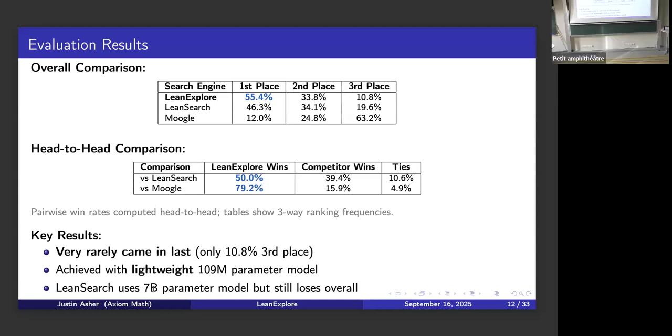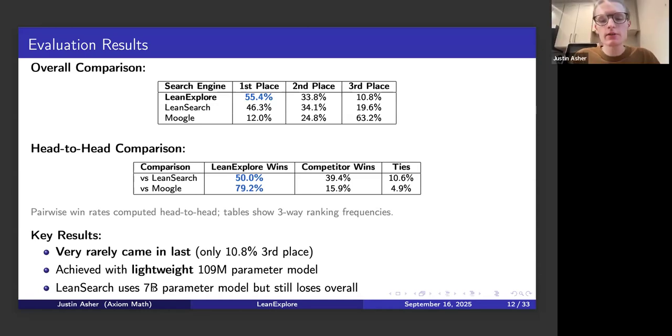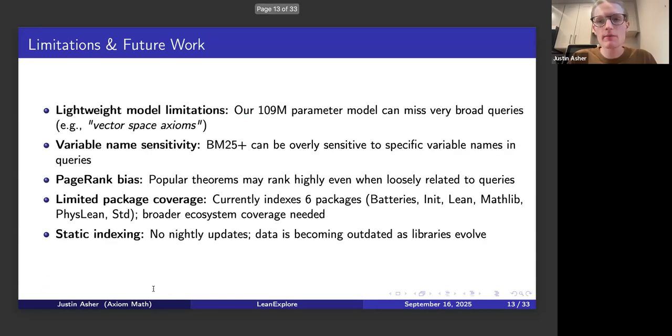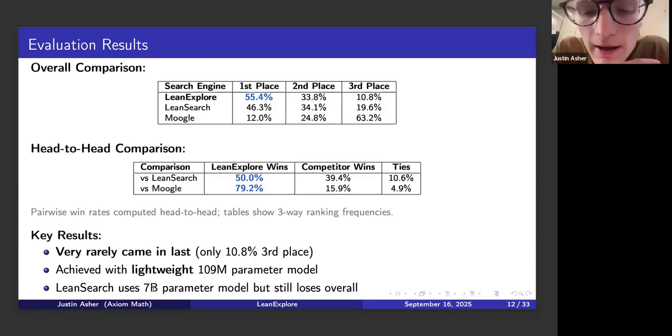And did you actually look at the results, or was it only your AI looking at the results? Yeah, so I looked through the results.